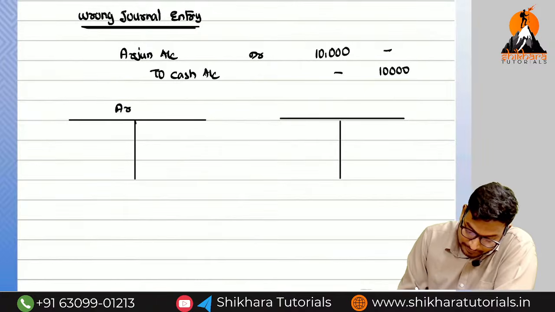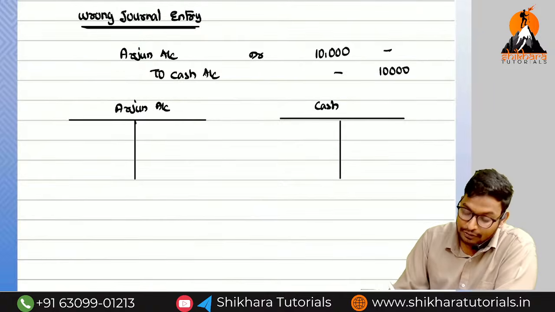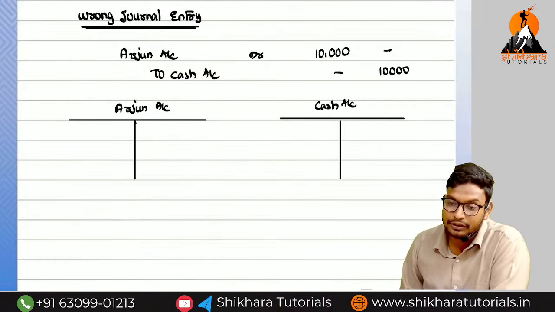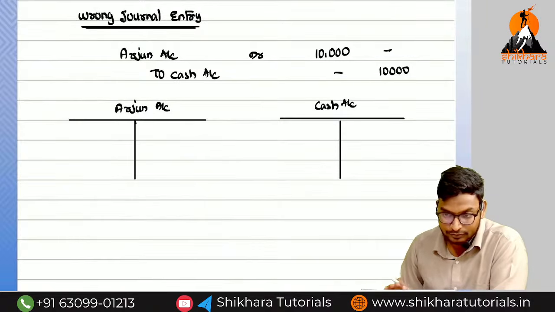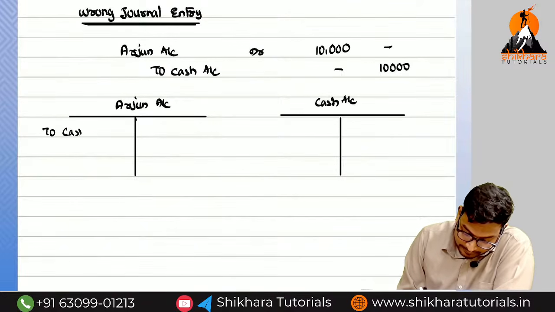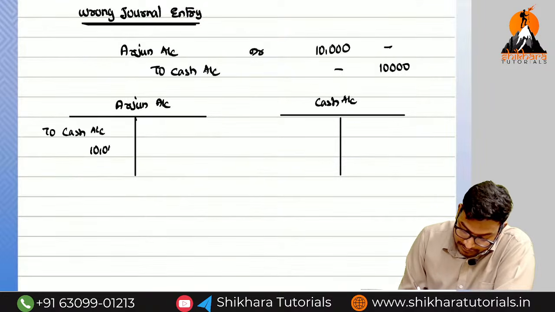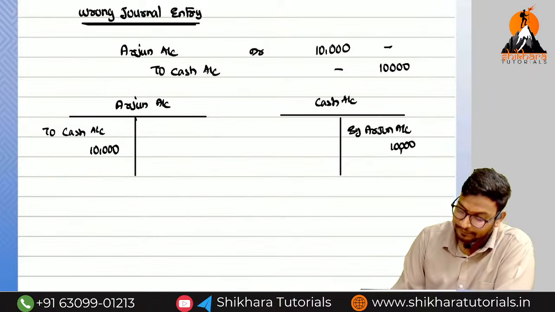So I need to prepare the Arjun account and which account, amma? Cash account, because we have passed this one only. I am not going to say how to rectify, sir. Now I am going to teach you whether this was affecting the trial balance or not affecting the trial balance. How to rectify also I will say some time afterwards. Okay? So now in the Arjun account what we need to record, ma? To cash. To cash how much, amma? To cash 10,000 rupees. And in the cash account what, ma? By Arjun account how much, amma? 10,000 rupees. Okay, guys.